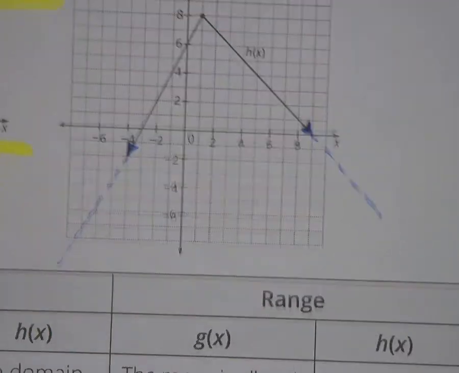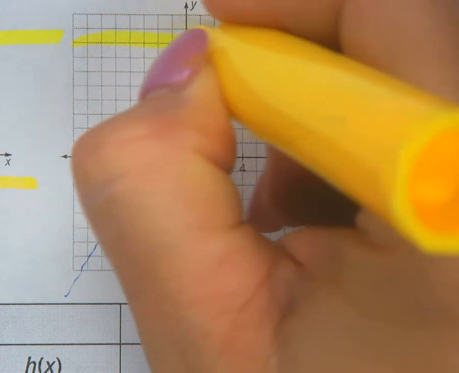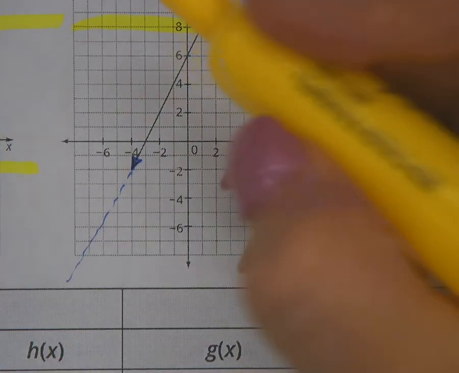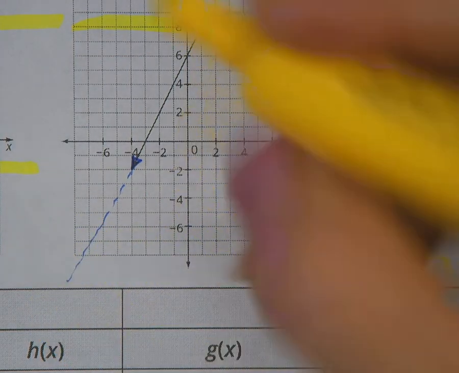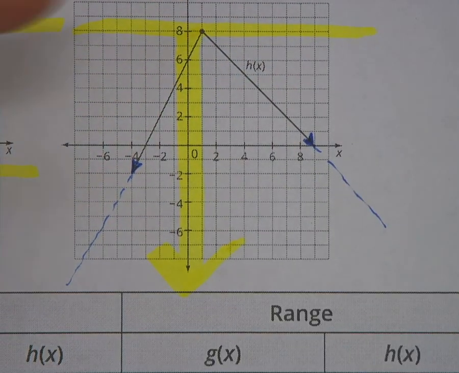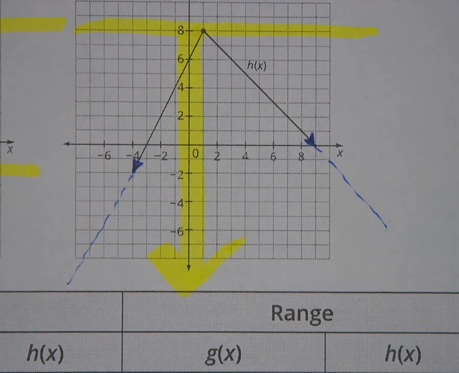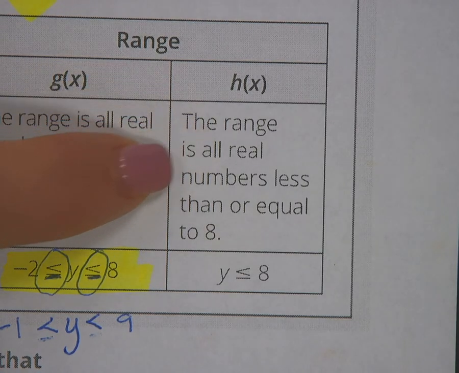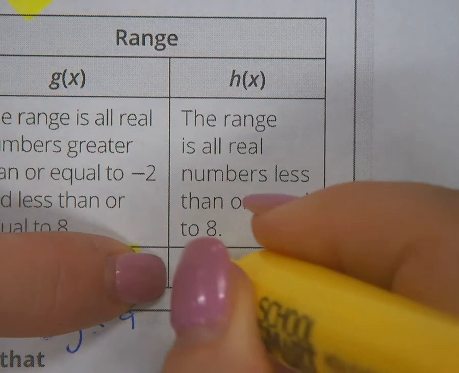Okay, so now for the range, we do our lines again. Notice that this goes all the way up to 8 on the y-axis. But if you go down here, this is going to continue forever and never stop. So it's going to be all y values from 8 all the way down to negative infinity. So the way we say that is the range is all real numbers less than or equal to 8. And we would write it like this.